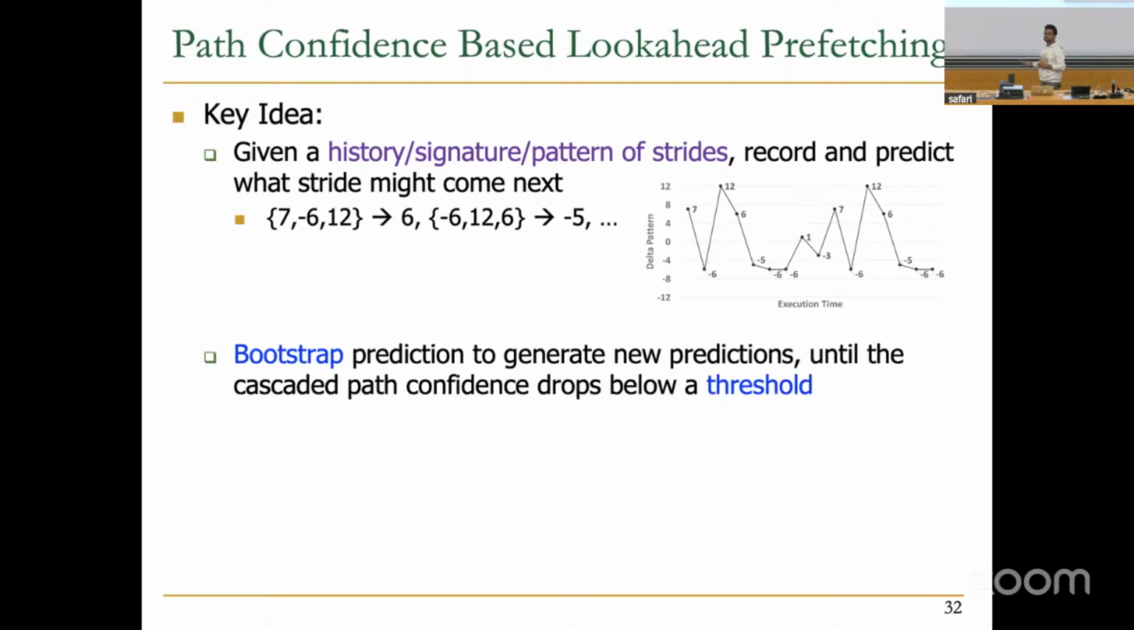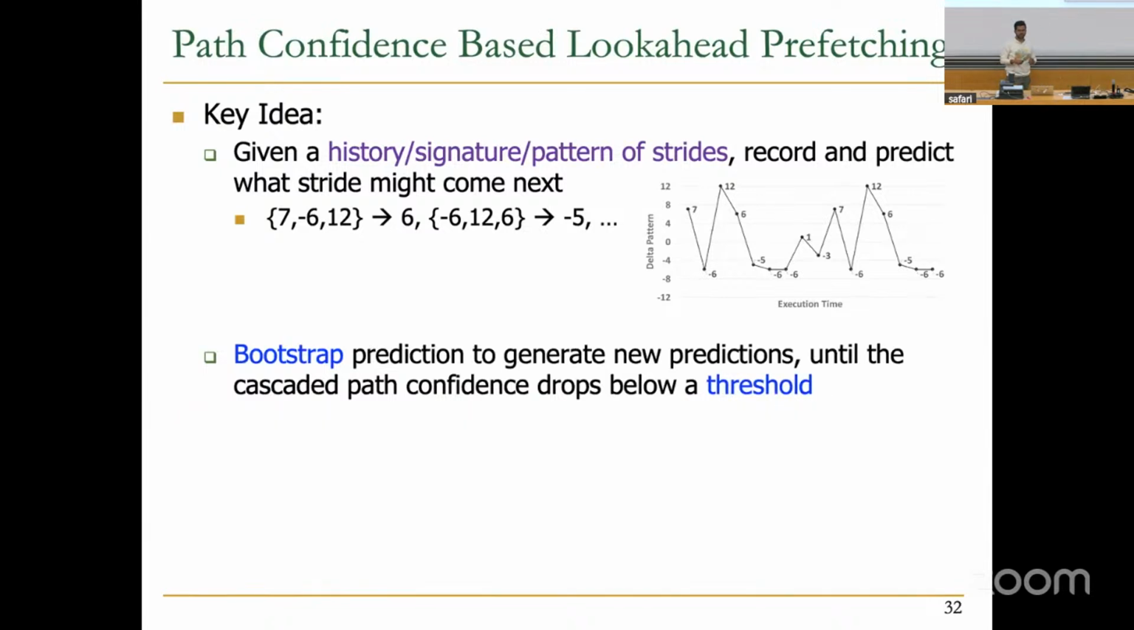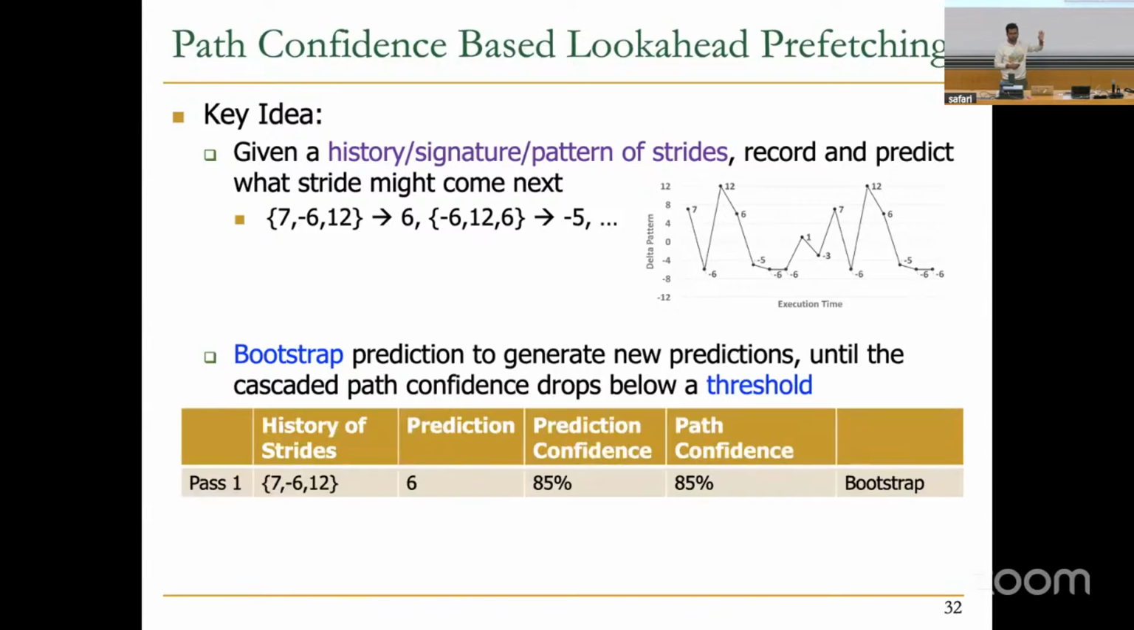How can you use this sort of information to predict? You can simply say that whenever you have seen 7, -6, and 12, you make a prediction of 6. That's going to be your next delta. And you have some sort of confidence, saying that I'm 85% confident that that's going to be your next delta. So you add this +6 stride to the current address and issue the prefetch request. But you can easily anticipate that this might not be timely, so you need to go ahead in the stream to extract timeliness.